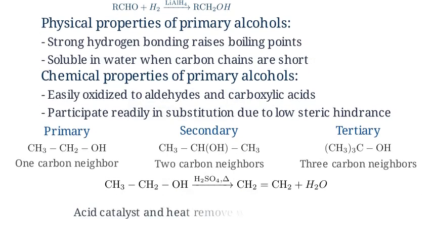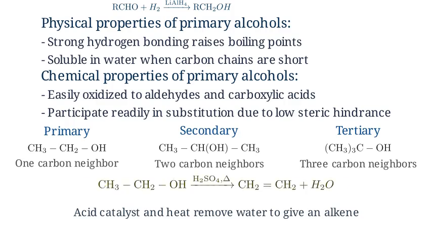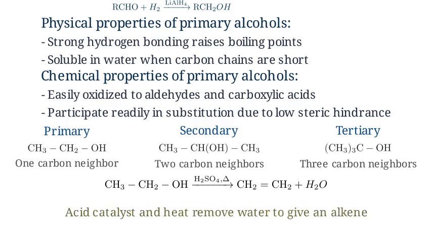Primary alcohols can lose a molecule of water in a dehydration reaction with acid and heat. We remove the OH and a hydrogen from the neighboring carbon, forming a double bond, as in an alkene. We often use concentrated sulfuric acid and heat to pull that water off.